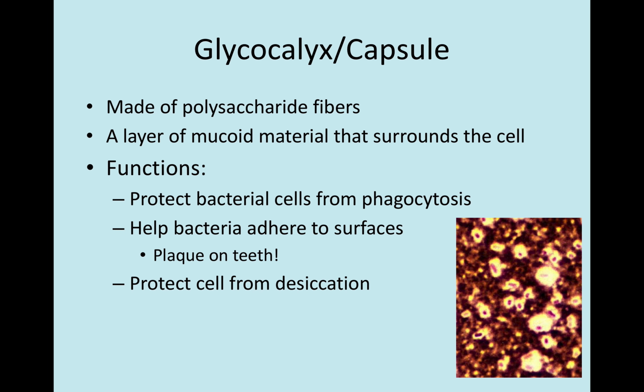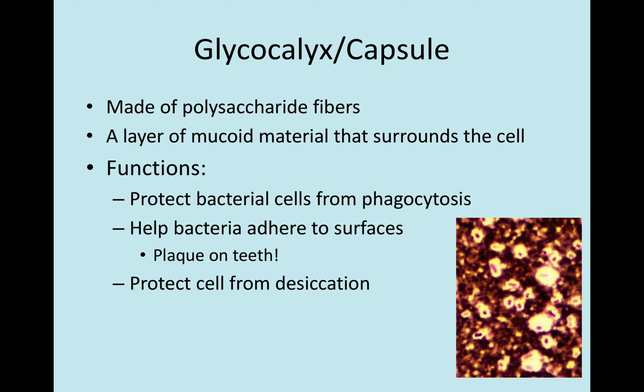Some bacteria produce what's called a glycocalyx or a capsule. A glycocalyx is a polysaccharide secretion or a mucus layer that surrounds the cell. So this would be outside of the gram-negative outer membrane or gram-positive cell wall. Again, not all bacteria produce a capsule. The function of the capsule is to protect the bacteria from phagocytosis. The capsule material, the polysaccharide, is made from materials similar to those found in the human body, so phagocytic cells actually don't recognize the bacteria as a foreign object.